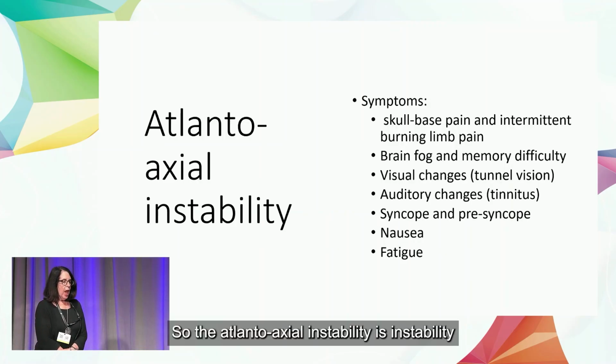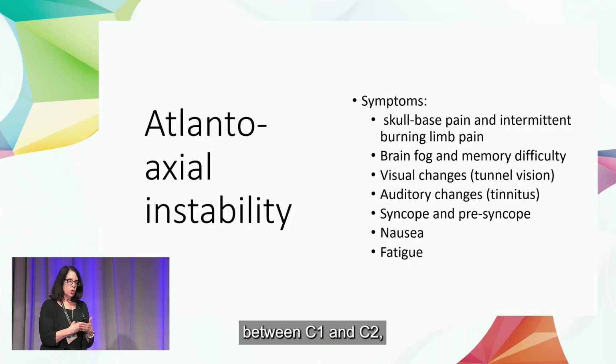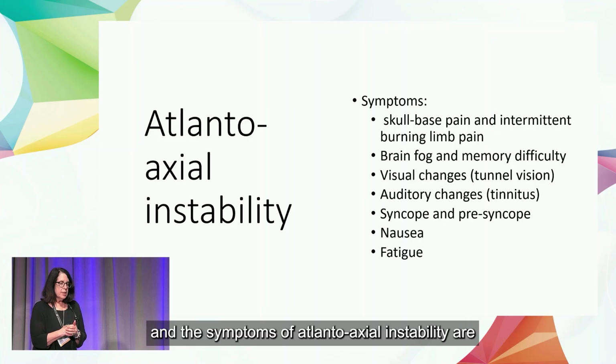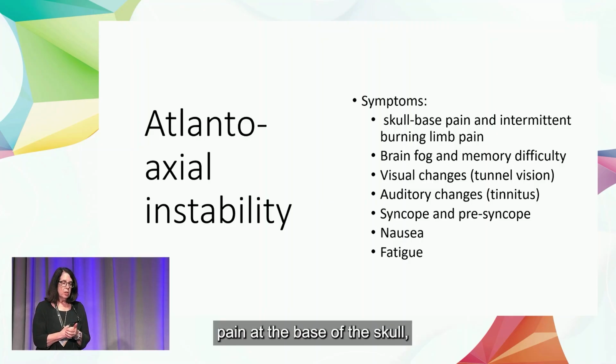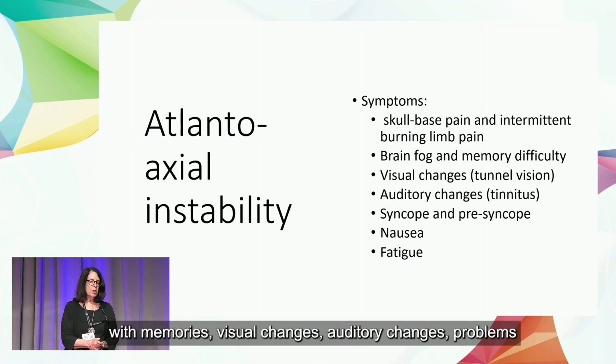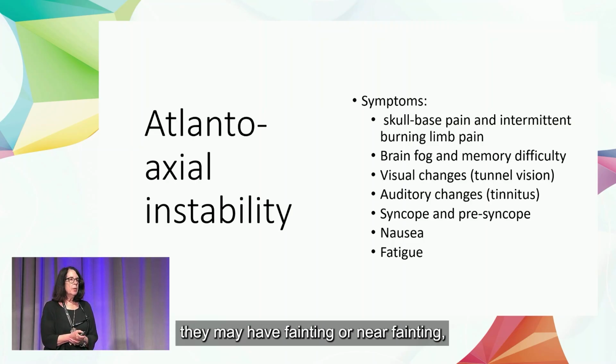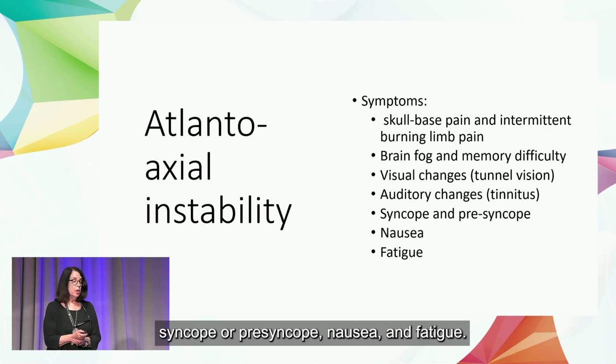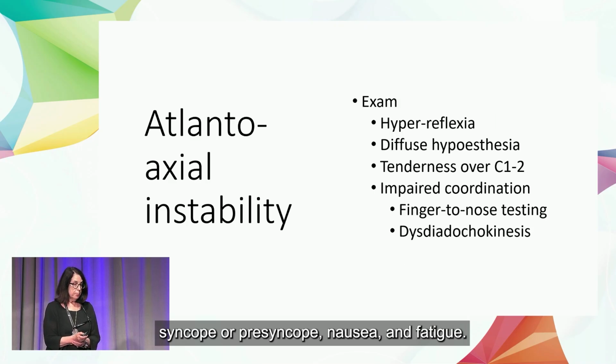So the atlantoaxial instability is instability between C1 and C2. And the symptoms of atlantoaxial instability are pain at the base of the skull. Sometimes people will describe intermittent burning limb pain. They may have brain fog and difficulty with memory, visual changes, auditory changes, problems with hearing or ringing in the ears. They may have fainting or near fainting, syncope or pre-syncope, nausea, and fatigue.